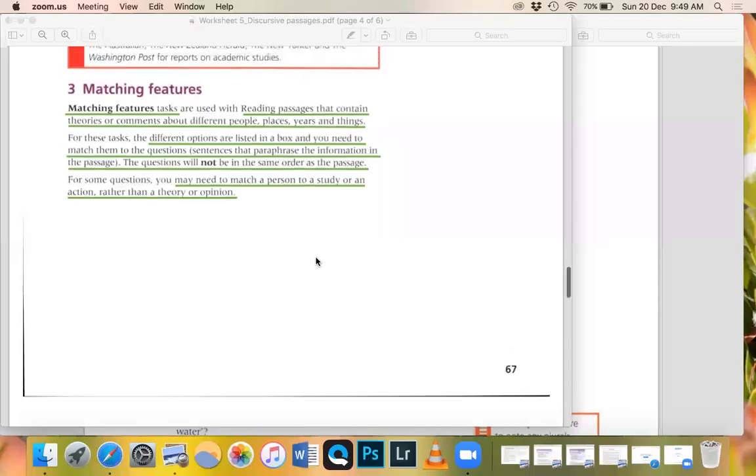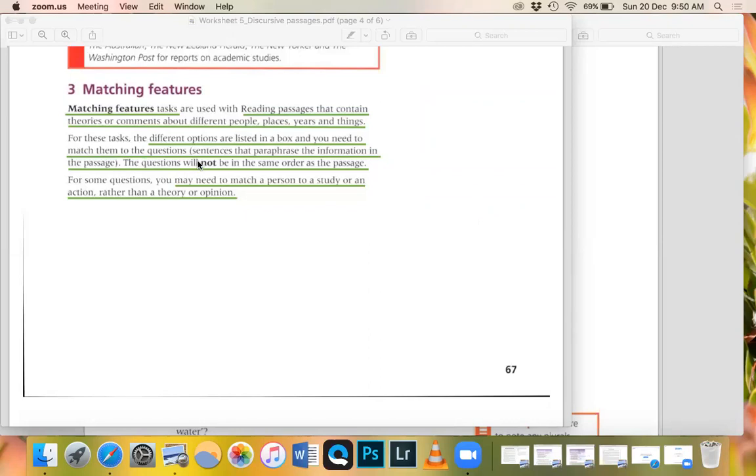All right, so there's one more matching task that we're going to try, which is called matching features task. So this is different from the ones that we've been doing so far. So for this type of task, you'll get passages that contain theories or comments about different people, places, years, or things. So for these tasks, the different options are listed in a box, and you need to match them to the questions.